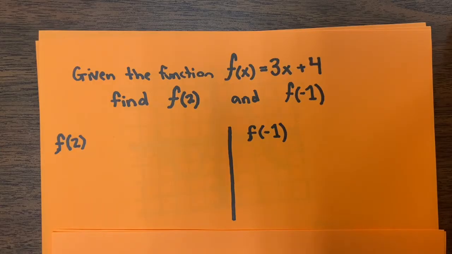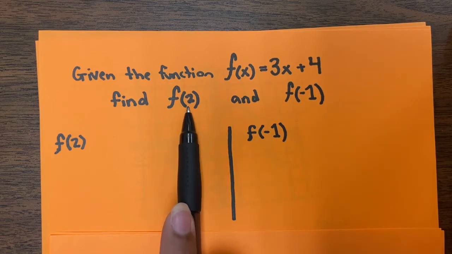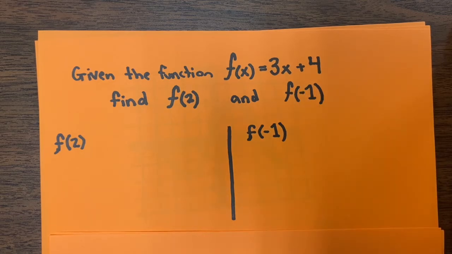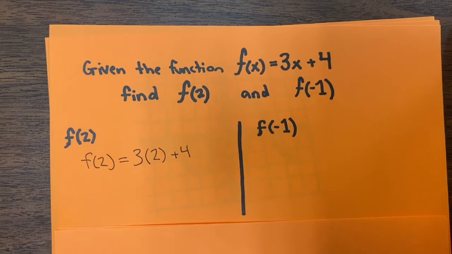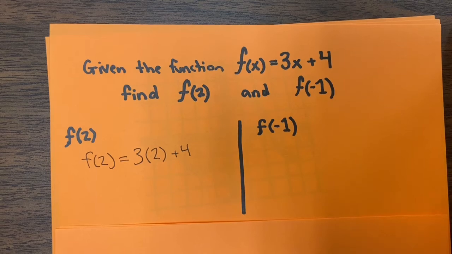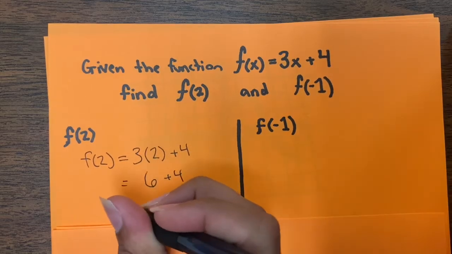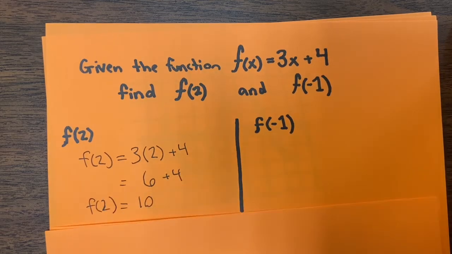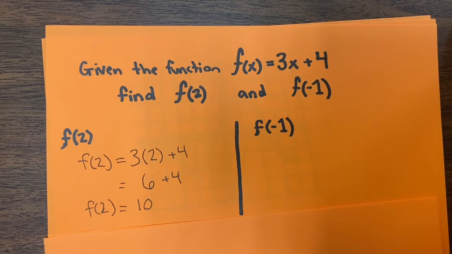So given the function f of x equals 3x plus 4, it wants us to find f of 2 and f of negative 1, meaning we're going to plug in 2 and find out what the y equals. Then we're going to plug in negative 1 and see what it equals. So everywhere I see an x, I'm going to replace it with 2. And from there, I can solve. So 3 times 2 is going to give me 6, plus 4 equals 10. So f of 2 equals 10. So all we're doing is plugging in that x value and seeing what the equation equals.